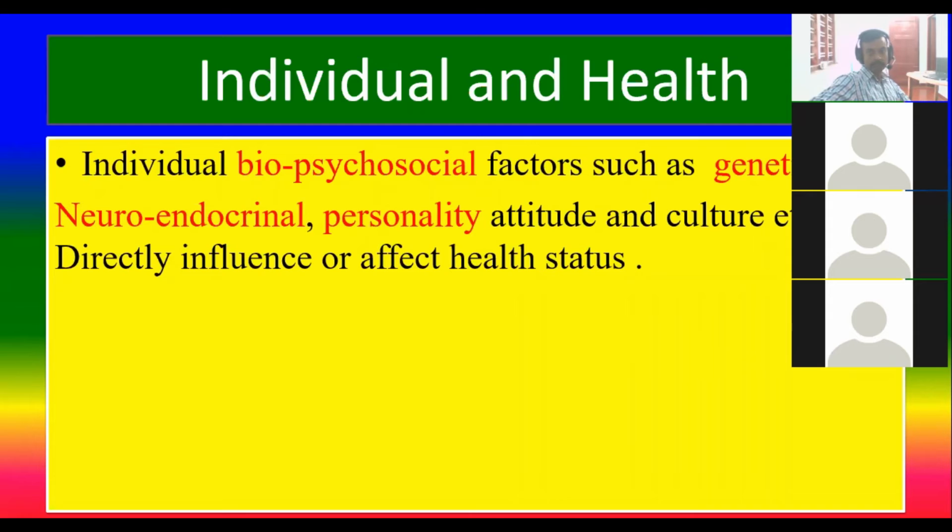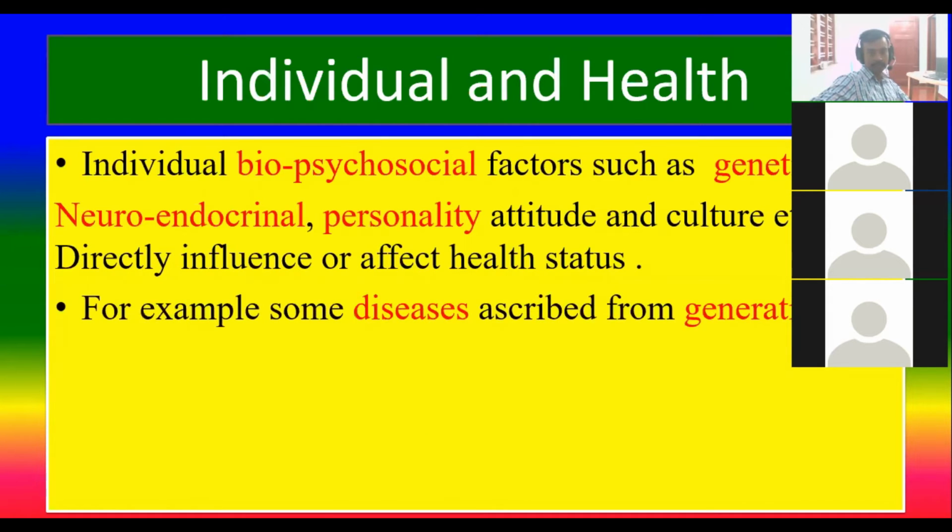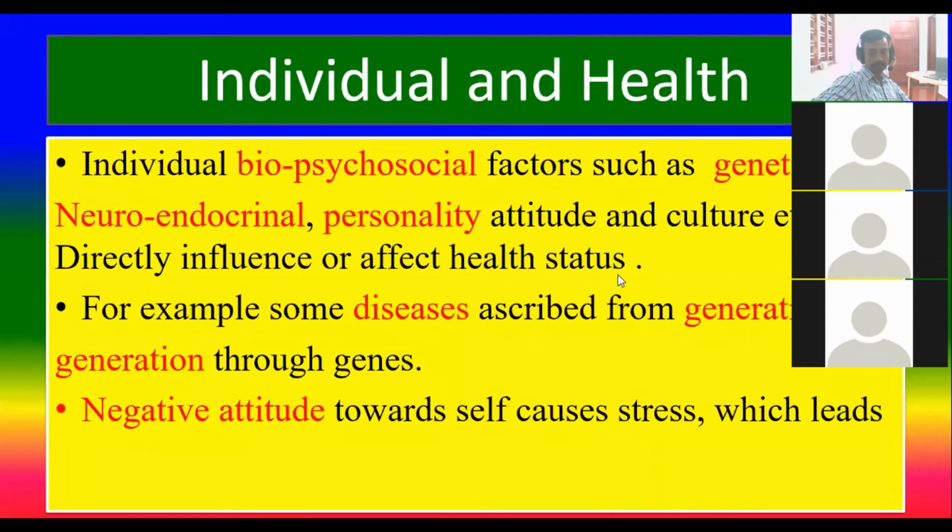Such as genetic, neuroendocrinal, personality. For example, some diseases are passed from generation to generation through genes. Next point, a negative attitude is a psychological feature of a person towards self, which causes stress and leads to physical and mental illness.